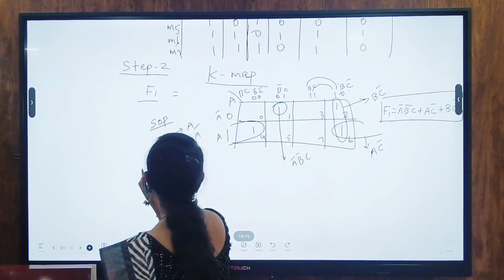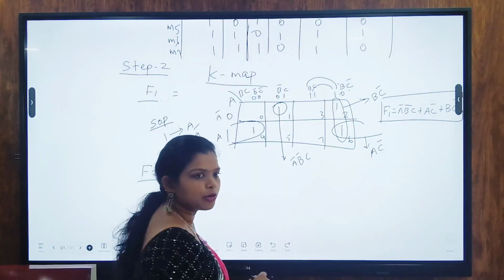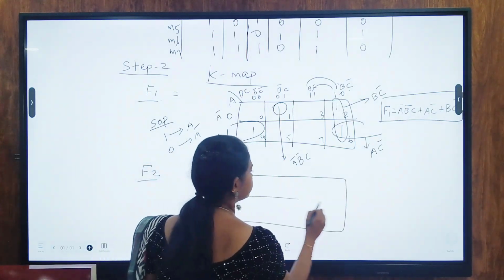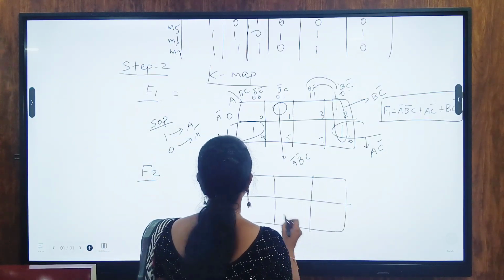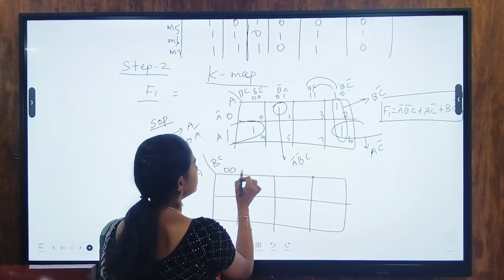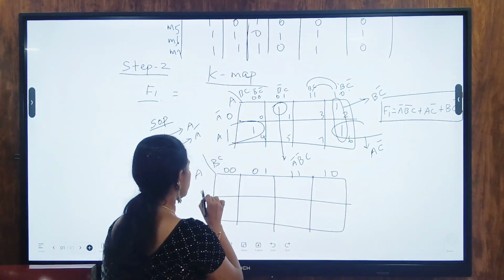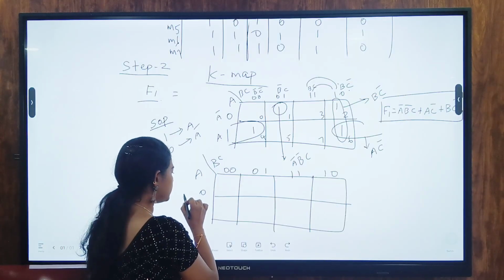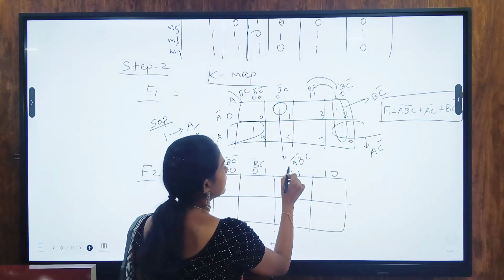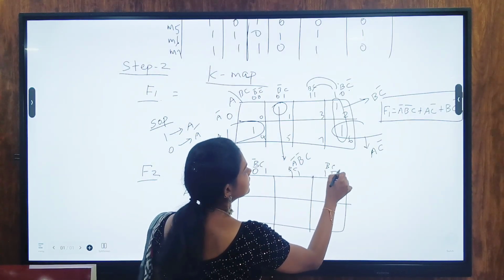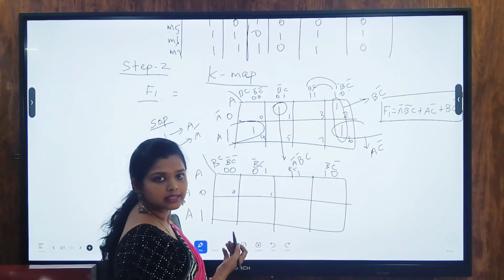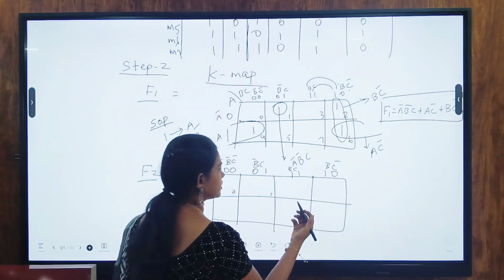Next, for F2. Again, I am going to draw the 3 variable K-map structure. What variables are given? A, B, C. So 0, 0, 0, 1, 1, 1, 1, 0, and 0, 1. Here, this is SOP as I told you earlier. A bar, A. Here, B bar, C bar, B bar, C, B, C and B, C bar. Okay. Now, immediately write the respective minterm designation inside so that it will be easy to plot it.